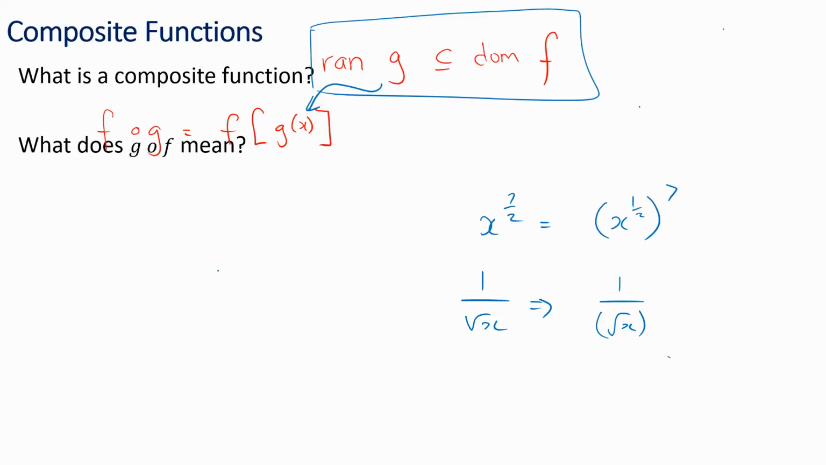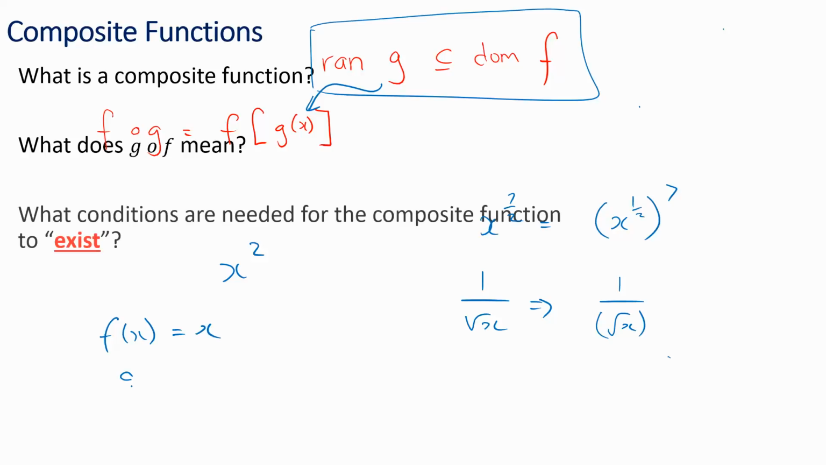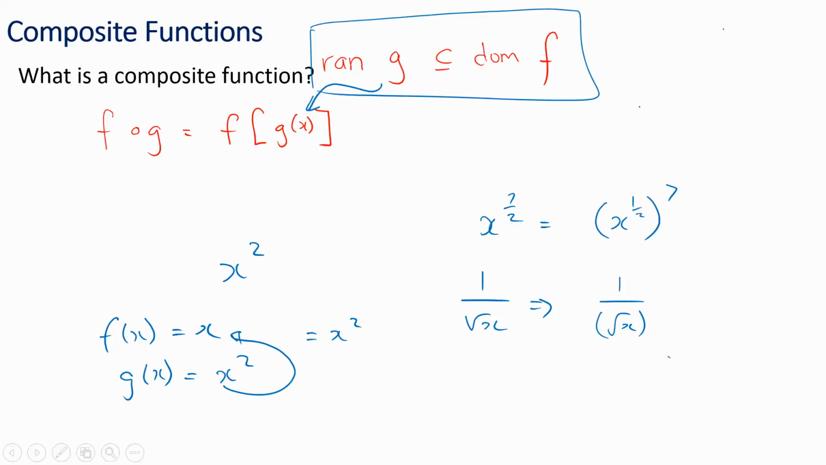Okay, technically x squared is a composite function. Why? Because you can have f of x equal to x, and you can have g of x equal to x squared. If you substitute that in, then you get x squared. Okay, so just think about that. If that's x squared, f of g just means sub this into where x is, and you get x squared. That technically is a composite function. Okay, so a function within a function is a composite function.